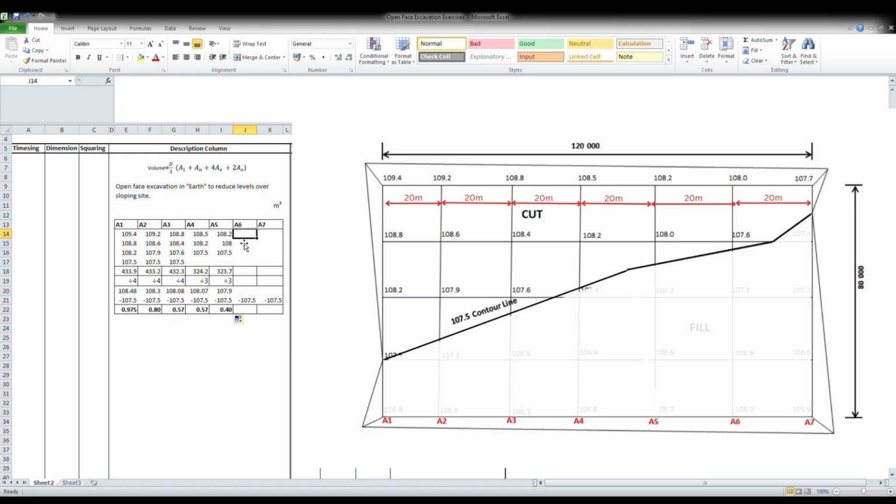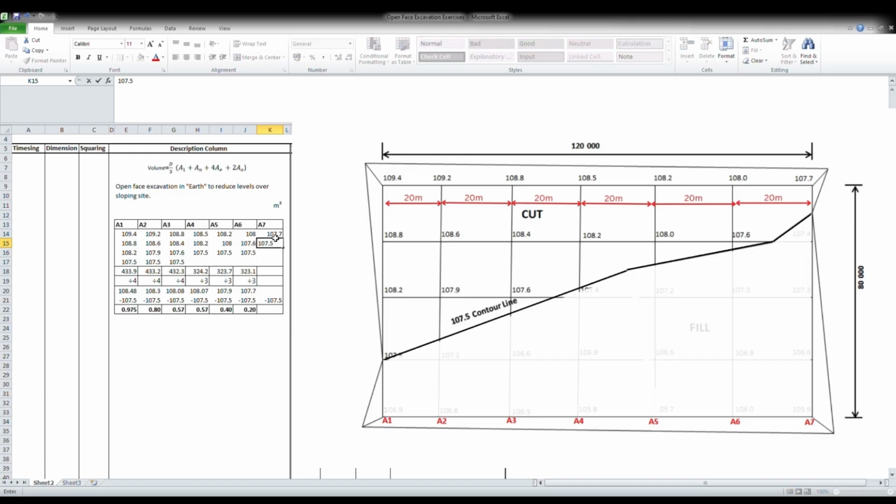Moving on to A6, we have 108, we have 107.6, we have 107.5, and then we get the total. The total gives us 323.1, and then we're going to divide this by 3 because we have 3 levels. Okay, so the average gives us 107.7. So we're going to say 107.7 minus 107.5, and that gives us 0.20.